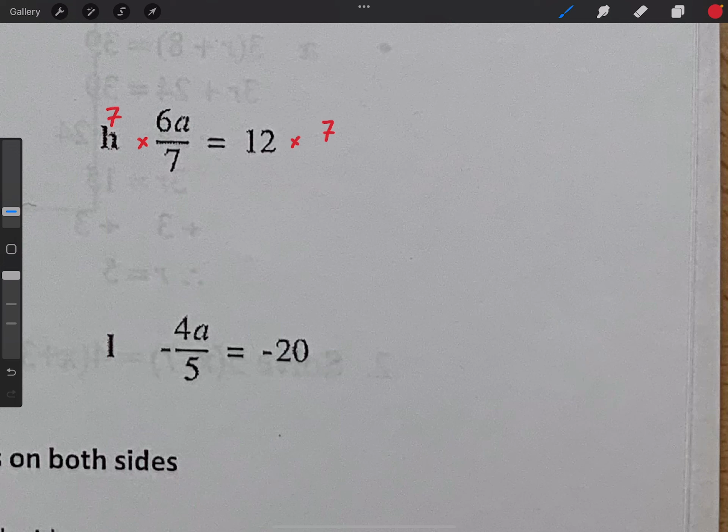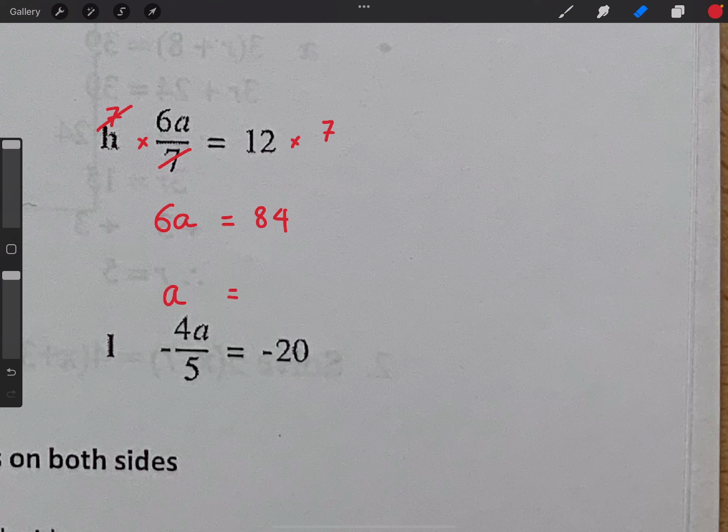Okay, when I multiply both sides by 7, I'm going to get rid of this denominator 7 there. So all we have left is 6A from the top, and that's equal to 7 times 12, which will become 84. Okay, now I want to get rid of this 6 because I want A by itself, right? I want to isolate the A.